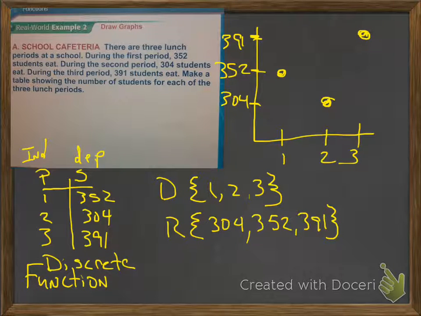Now, if I connected them for whatever reason, like that, then that would become a continuous function. But it doesn't make sense here to say it's continuous, because that would include the points in between. You have a first period lunch, a second period lunch, and a third period lunch. There's not a period 1.5 lunch. So this is kind of like that.